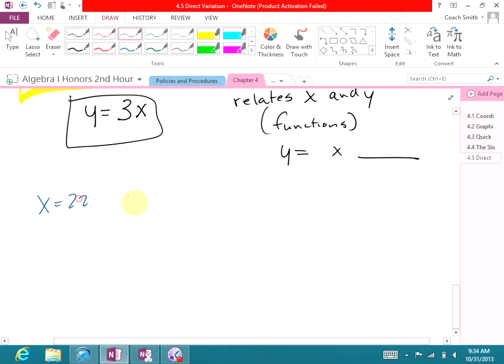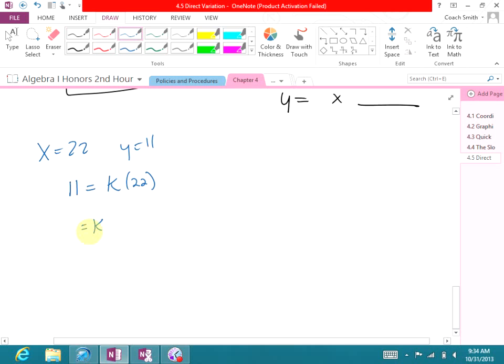X is equal to 22 and y is equal to 11. Okay, so they want us to take this and go, okay, 11 is equal to k times 22. So what's k equal to? 1/2. Because I've got to divide by 22, divide by 22. If you said 2, you took the 11 to the 22, and that doesn't get k by itself. Okay? So, then my function is y equal 1/2 x.